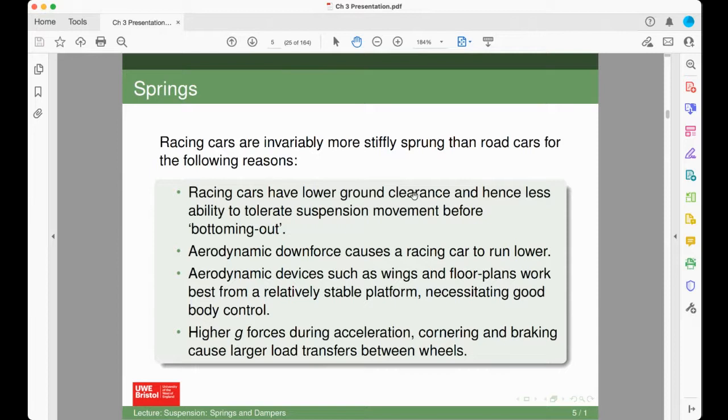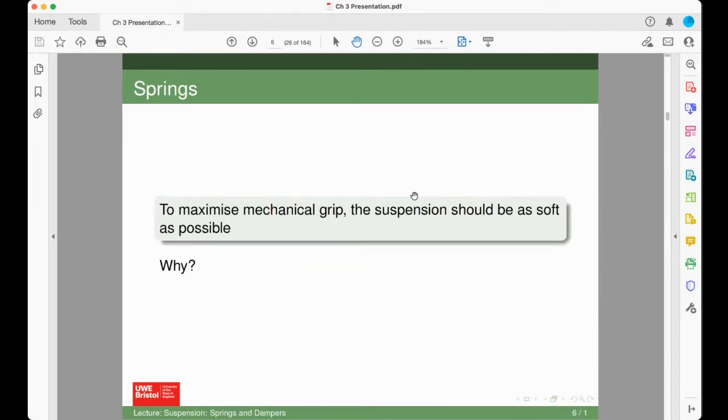However, there is a compromise, and that is mechanical grip, the grip you get between the tyre and the road, for which you should make the suspension as soft as possible. So often in performance cars and racing cars, you'll have quite a stiff front end, which is the non-driven axle, but the back axle is relatively softly sprung, because the back axle is the drive axle. But why is that the case?